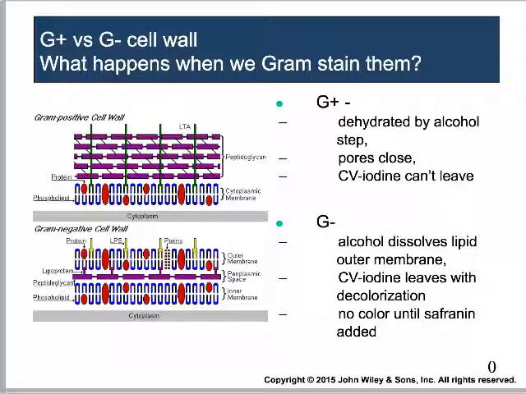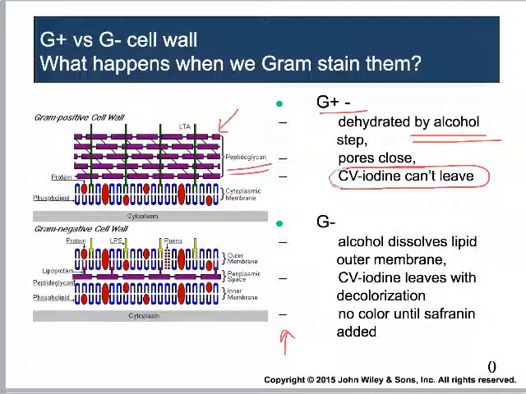Okay, so here's another picture I got from a different place to try to show you gram-positive versus gram-negative. So gram-positive, see, this is all screwed up from when I imported it. It looks weird. Okay, so gram-positive cell wall. Here's all the peptidoglycan, so the layers. What happens is you add the purple, right, and you add the Gram's iodine, and then in the alcohol step the pores close, so the little holes in there close, and the crystal violet and the iodine can't leave, so this stays purple.